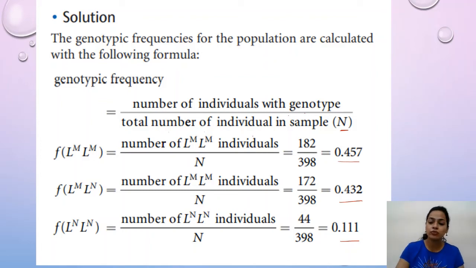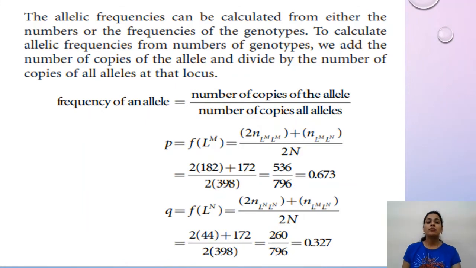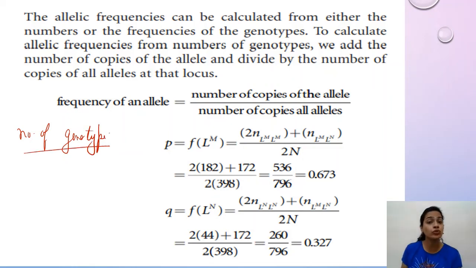Fine, so now we'll move on and calculate the allelic frequency. Remember, in the allelic frequency we will use the first formula that we discussed, used when the number of genotypes is given. In this particular question the number of genotypes is given, but you can also use the second formula, by calculating the allelic frequency from the frequency of the genotype.